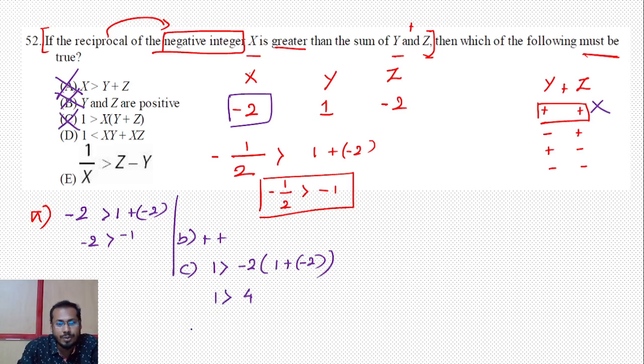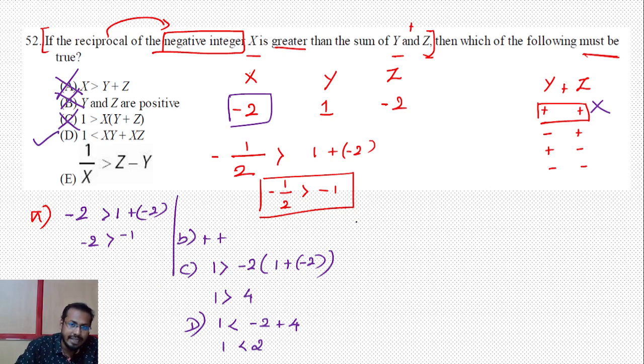Now let's go for option D. Okay, option D. In option D, 1 is less than x times y. x is negative 2, y is positive 1. So it will be negative 2 plus x times z. Negative 2 into negative 2 is positive 4. So it will be 2, and here it was 1. So maybe D is the answer.